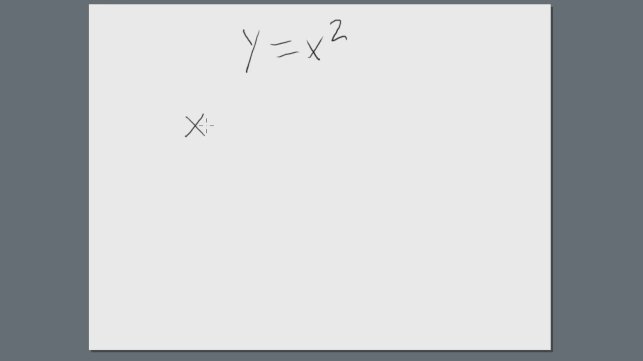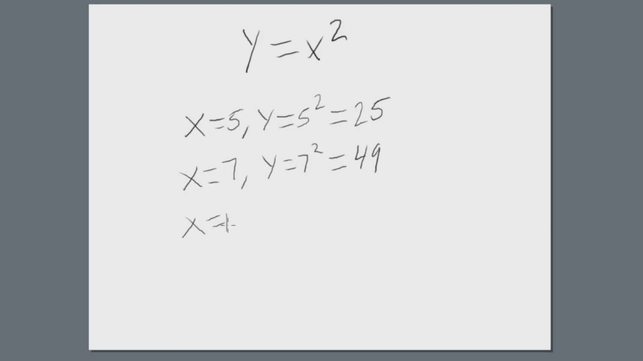For example, an input of 5 will obtain an output of 25. An input of 7 will obtain an output of 49, and an input of 12 will obtain an output of 144. Thus, we can confidently state that the equation y equals x squared actually represents a function. Now, let's move on to the second case, a table.